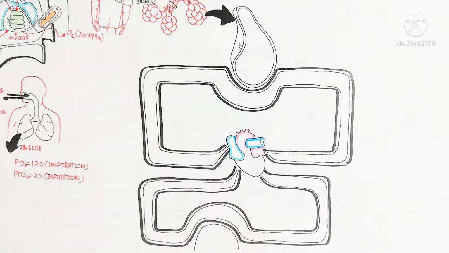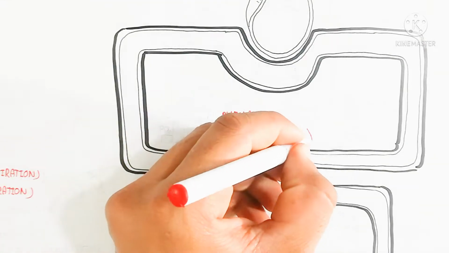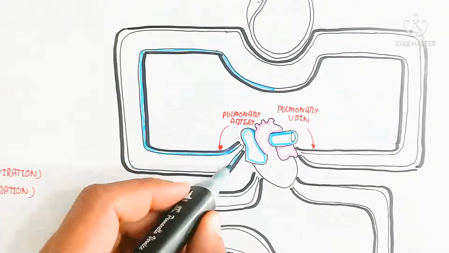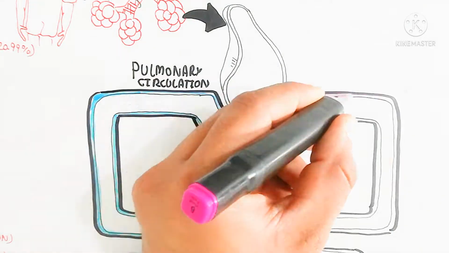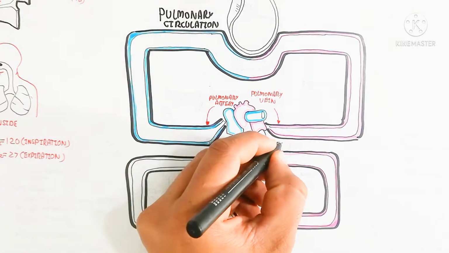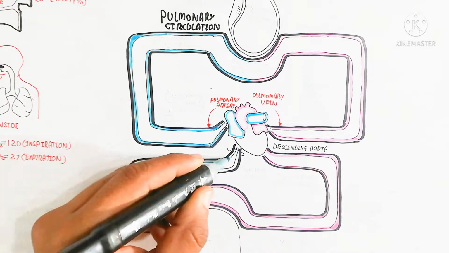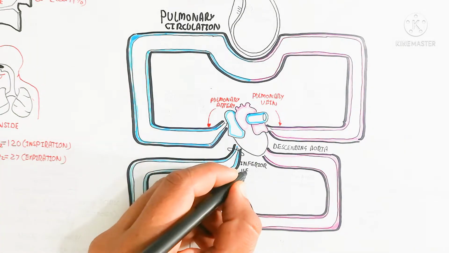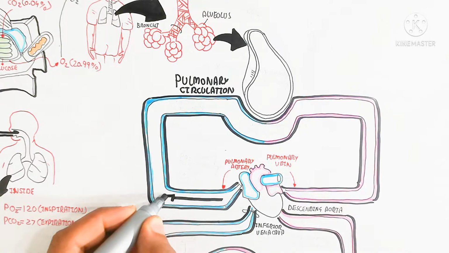So this is the heart, which contains the pulmonary artery, which carries deoxygenated blood toward the lung, while oxygenated blood is carried toward the heart by the pulmonary veins. This is one of the best mechanisms of the circulatory system. Here you can see the inferior vena cava and descending aorta, which are used for the systemic circulation, while the pulmonary artery and pulmonary vein are used for the pulmonary circulation when going to the lungs.